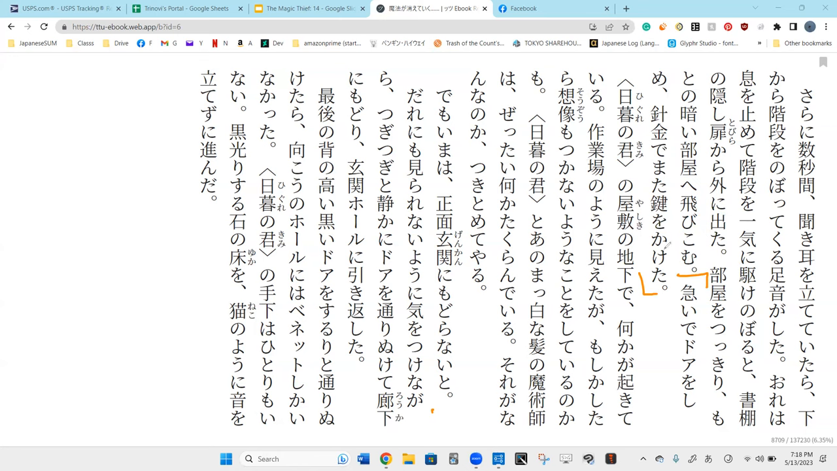And quickly, doa o shime, closed, like shimeru. So he closes the door. Hari, then it's gane. 針金で、また、蝶の鍵をかけた。 Before you do this, he locked the door.